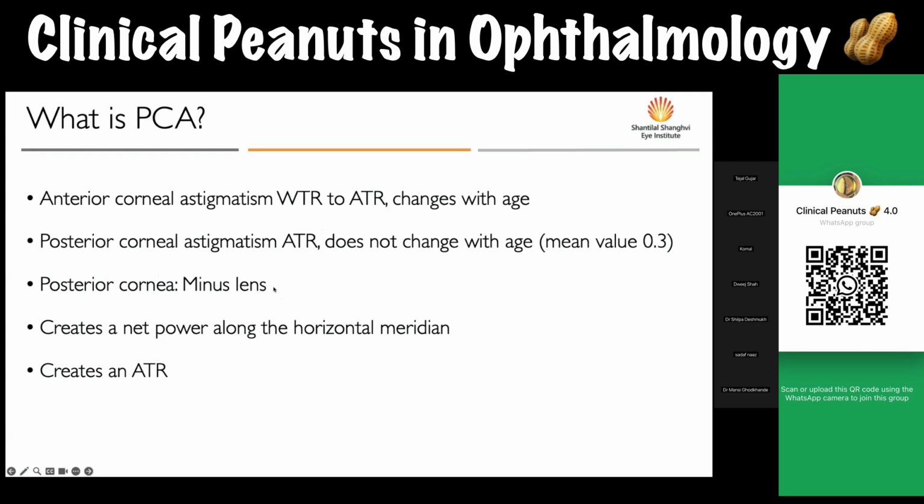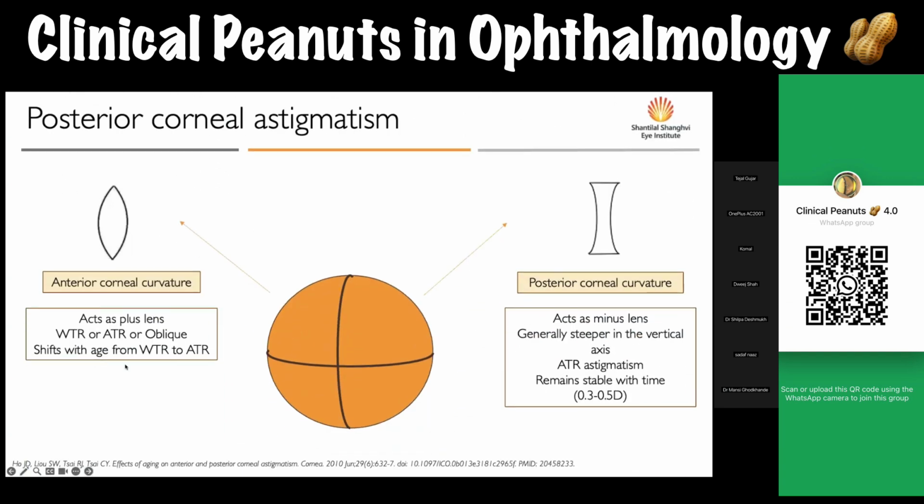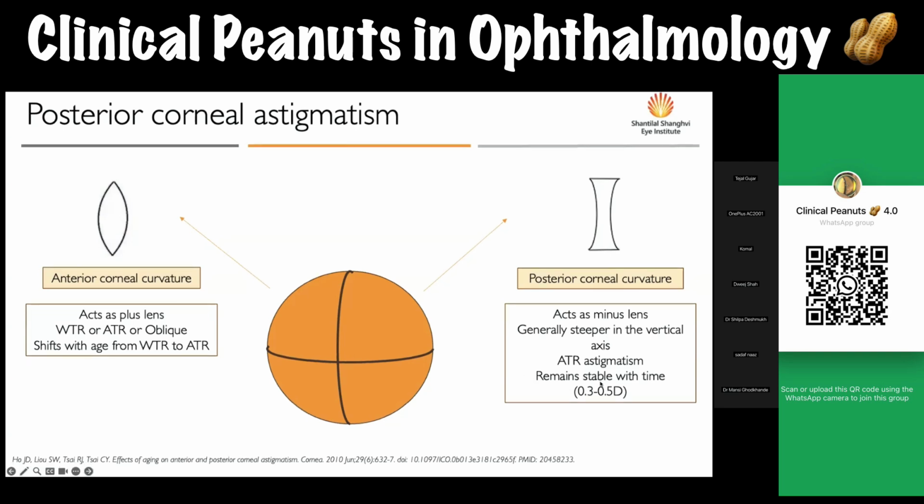The posterior cornea acts as a minus lens and creates a net power along the horizontal meridian, creating an against the rule astigmatism. So the posterior cornea tends to be steep in everyone, but has a net effect along the horizontal meridian and therefore produces an against the rule astigmatism. It does not change with time, like the anterior cornea, which can be with the rule, against the rule, or oblique, and shifts to against the rule as we grow older. The posterior corneal curvature is an against the rule astigmatism, which usually stays stable with time.